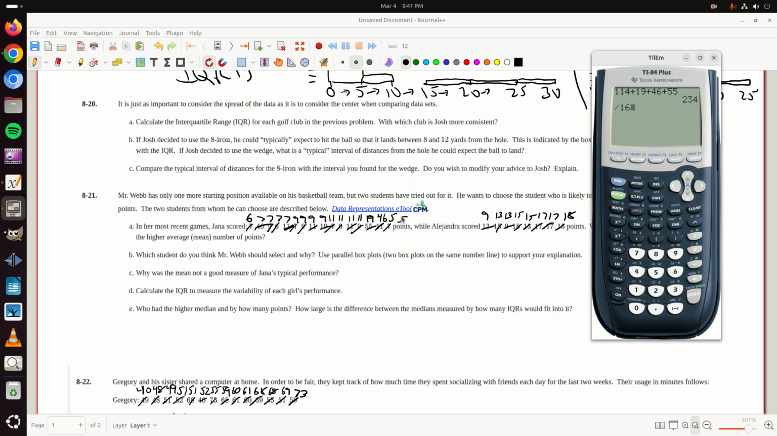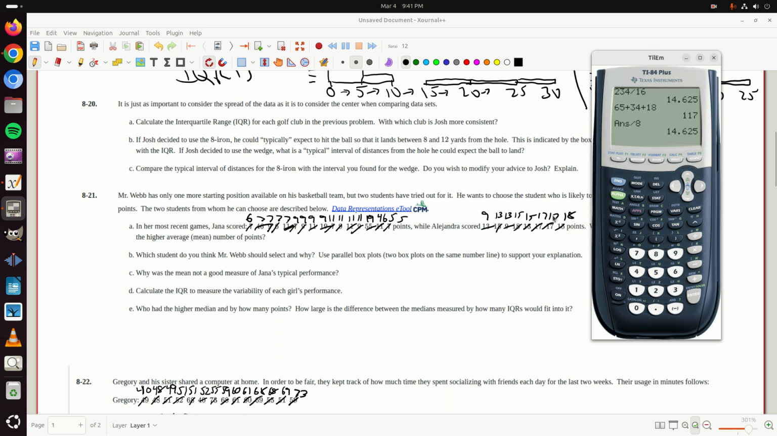And I appear to be getting, that's disappointing. 234 divided by 16, I get 14.625. And then on this one I get 19, 22, 35, 45, 50, 65, plus 34, plus 18. So we'll divide 117 by 8, and we will get 14.625.